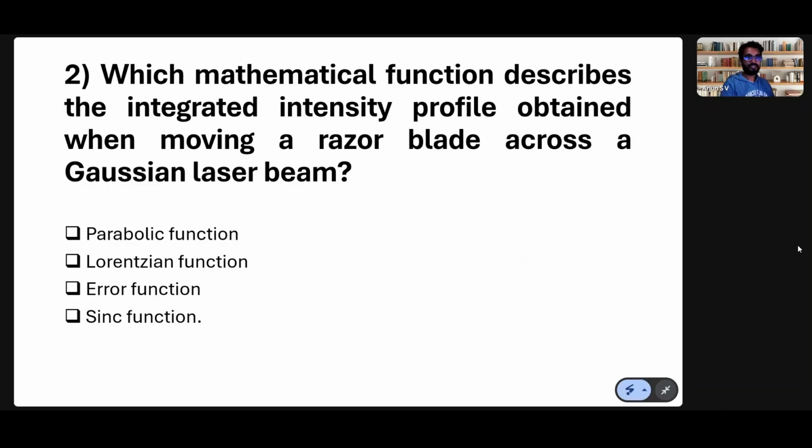Yeah, so I just intentionally left the question like this because it will be easier for you to calculate the answer. Basically, we just saw one function in the week 8 lectures, which is the easier way to go around this question, which is the error function. Your error function describes the intensity profile when you move a laser blade across a Gaussian laser beam. Yeah, so that's where your Gaussian optics come in, and your error function also comes in.